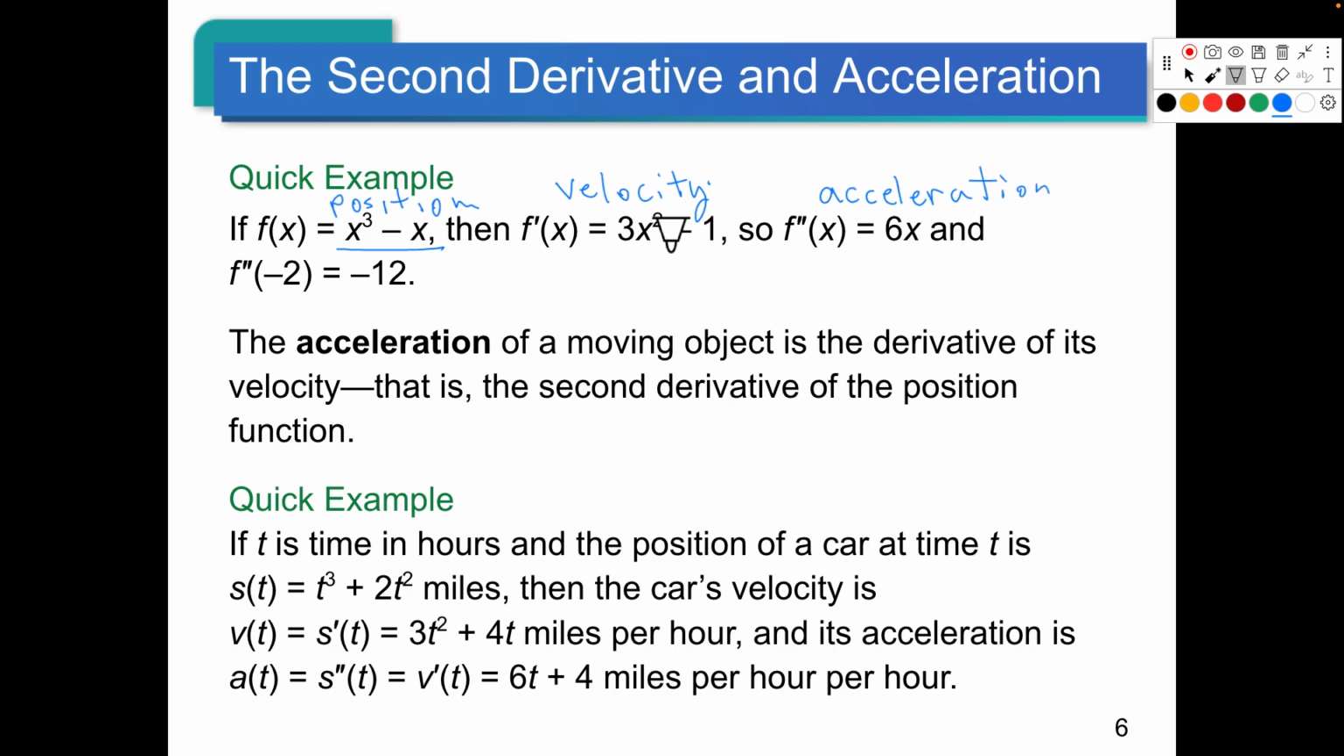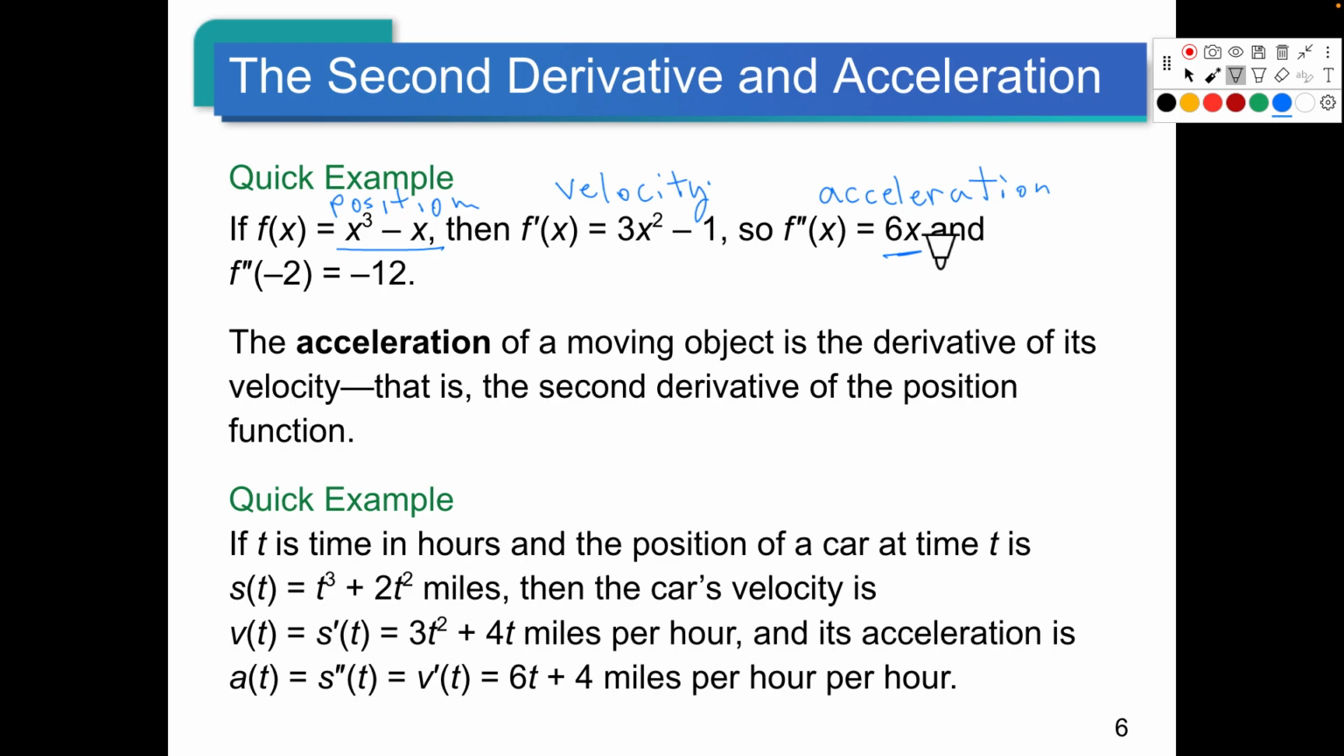Notice they took the 2 times 3, which gives us a 6. Subtract 1 from 2, you get 1. Take the derivative of negative 1, you get 0. So this is the second derivative function, and again, it's acceleration. And if we want to find out what this acceleration is at negative 2, you plug it in and you get it. You can find the position, you can find the speed, you can find the acceleration.